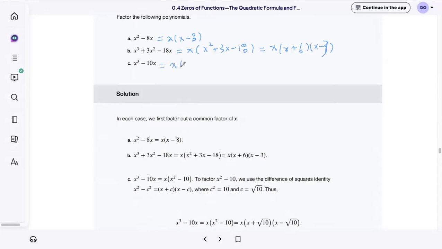For this one, factor out x, so we'll get x squared minus 10. For this one, we can keep going. We do x plus square root 10, then x minus square root 10. Because the square root of 10 squared is 10.